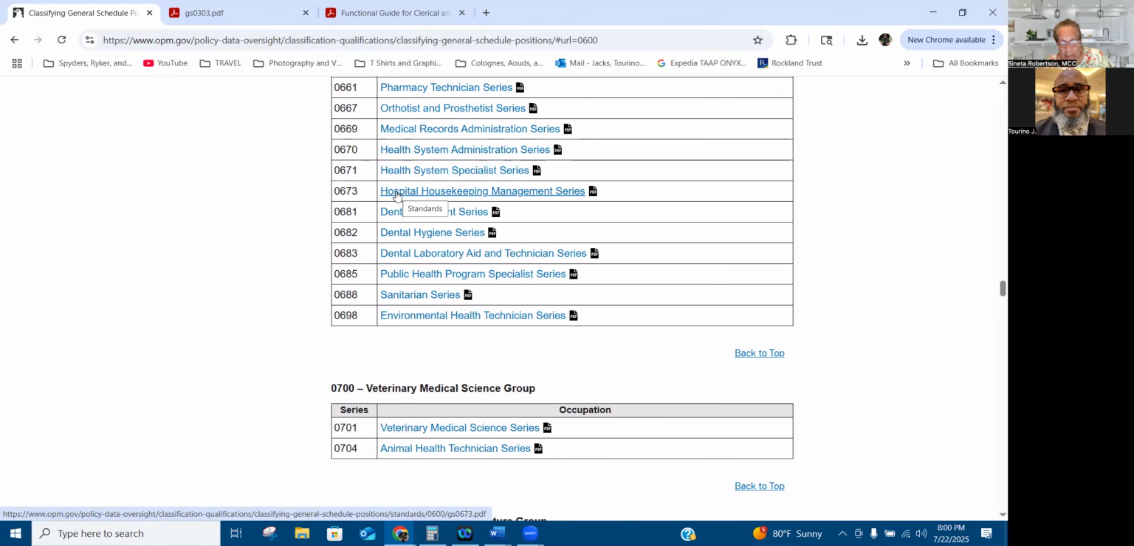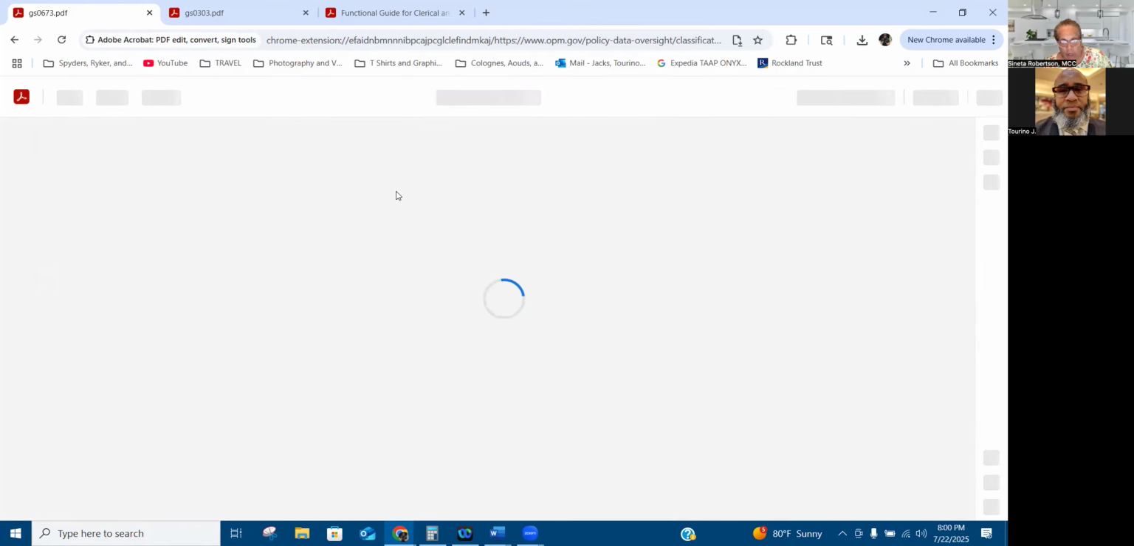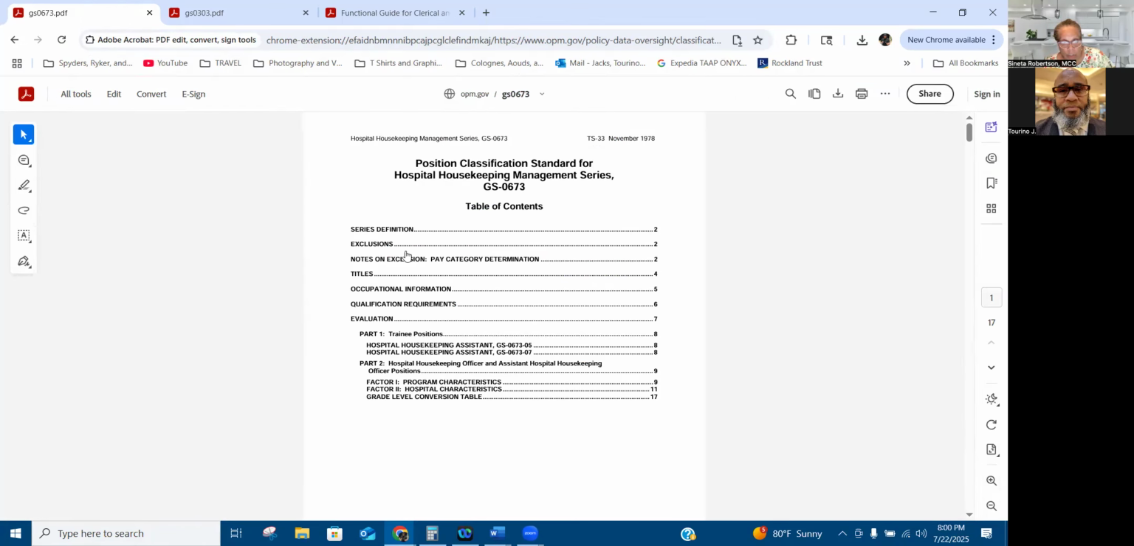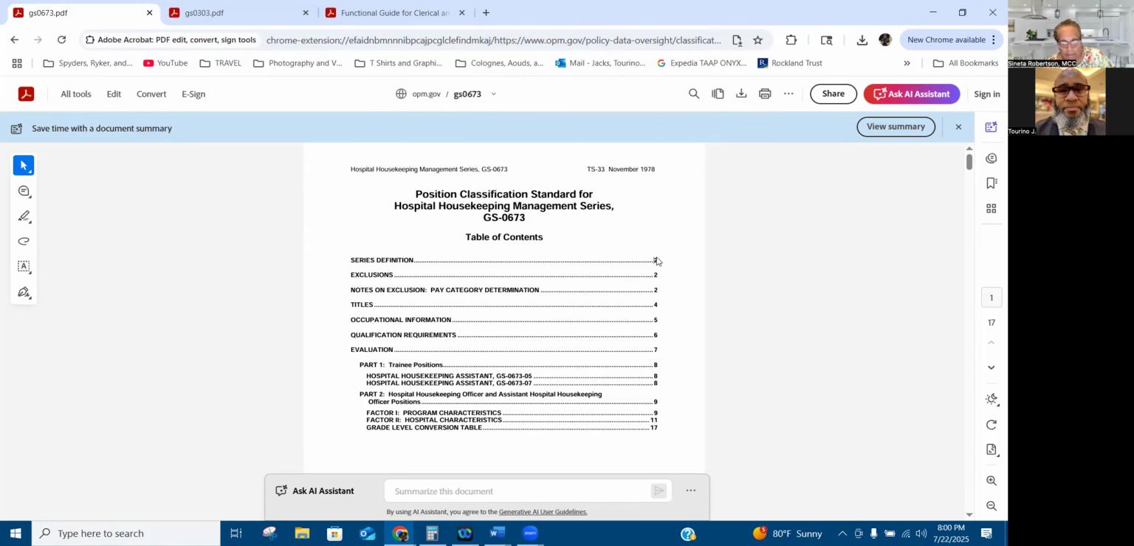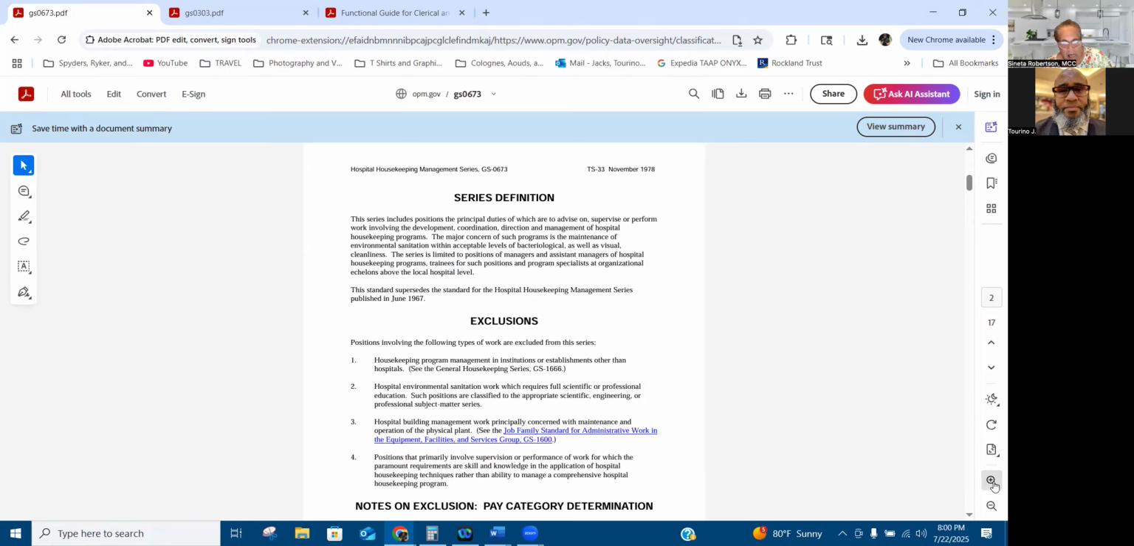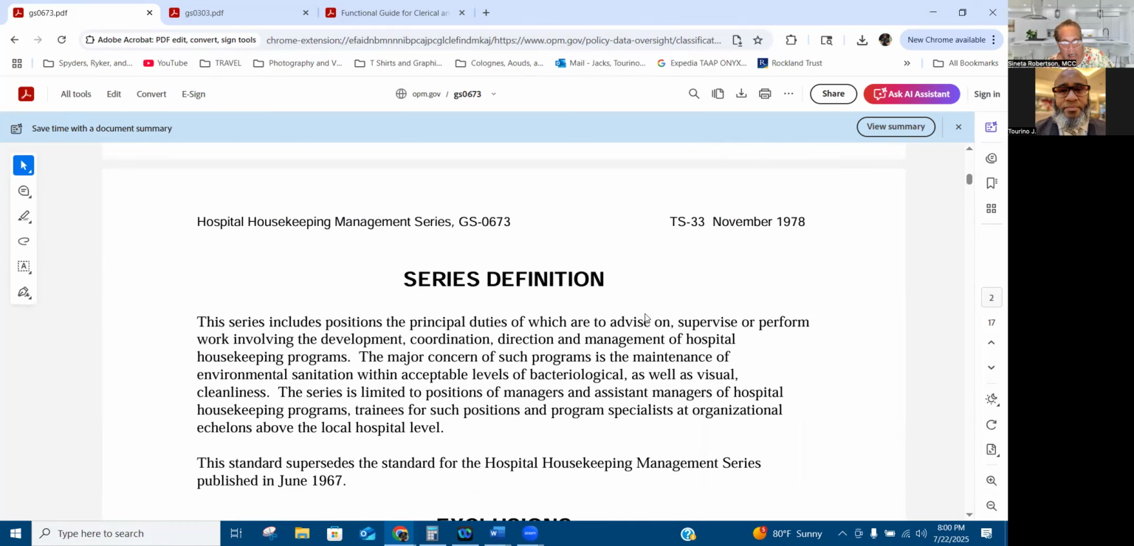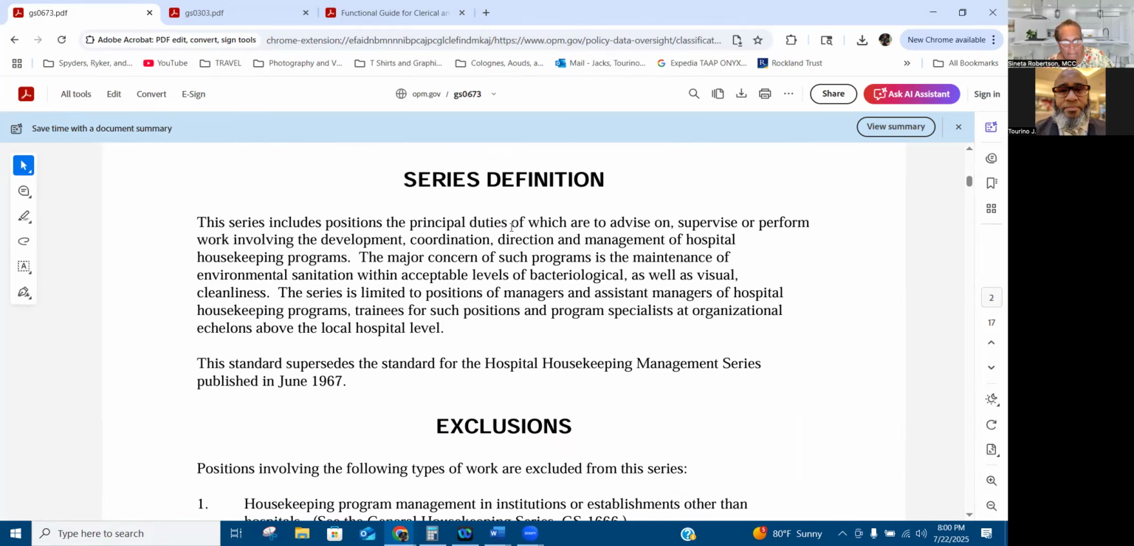Unless you click on that and it says it's a professional or administrative position, because it should tell you right in the series definition what type of position it is. Positions, special duties, which are to advise on, supervise, or perform work involving the development, coordination, direction, and management of hospital housekeeping programs. And so we know that that's not clerical. We don't say anything about clerical or assistance.